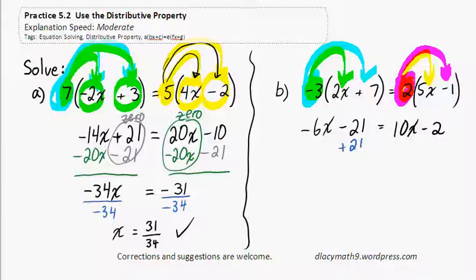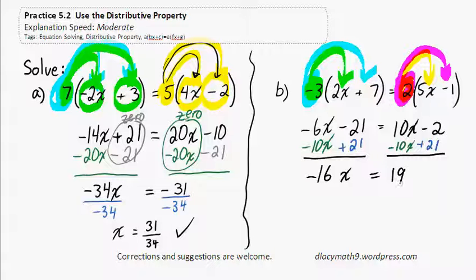I will add 21 to both sides. And after that, or really at the same time, I will subtract 10x from both sides. And so what I get is negative 6x and negative 10x is negative 16x plus 0 is equal to 0, and negative 2 and 21 is 19.